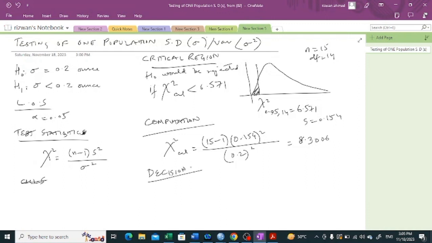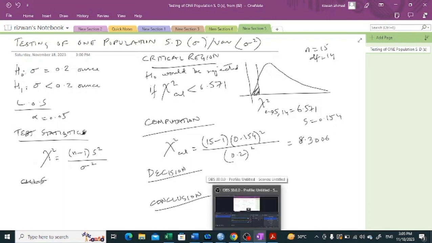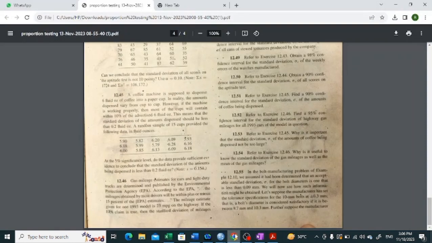The decision should be stated as, since chi-square calculated does not fall in the rejection region, therefore H naught is not rejected. And we state our conclusion as, the test results are not statistically significant at the 0.05 significance level, and data do not provide sufficient evidence to conclude that the standard deviation of the amounts being dispensed is less than 0.2 ounce.